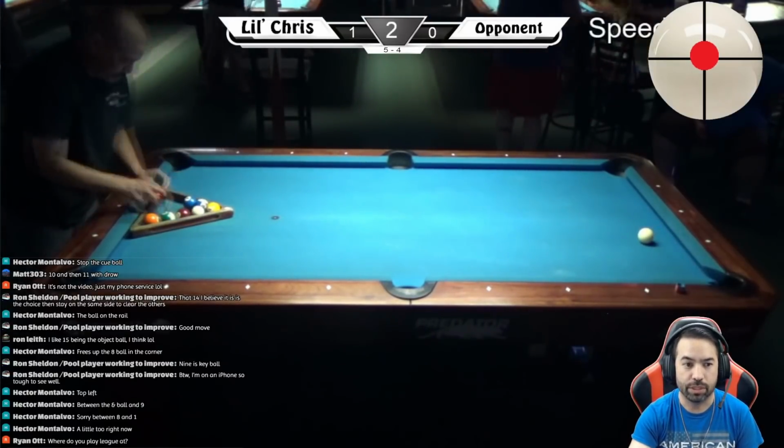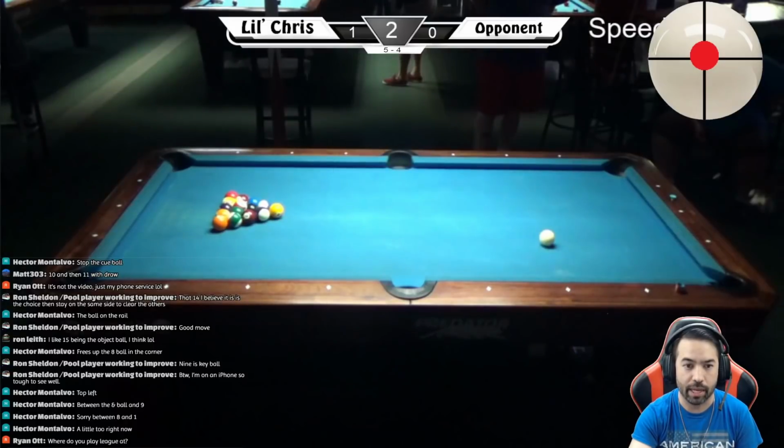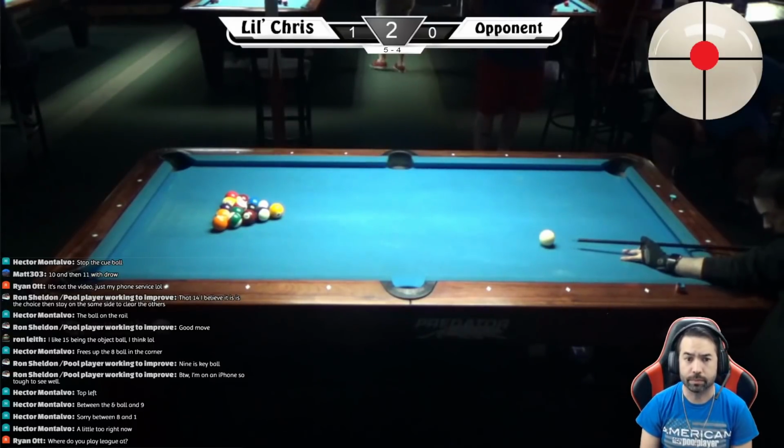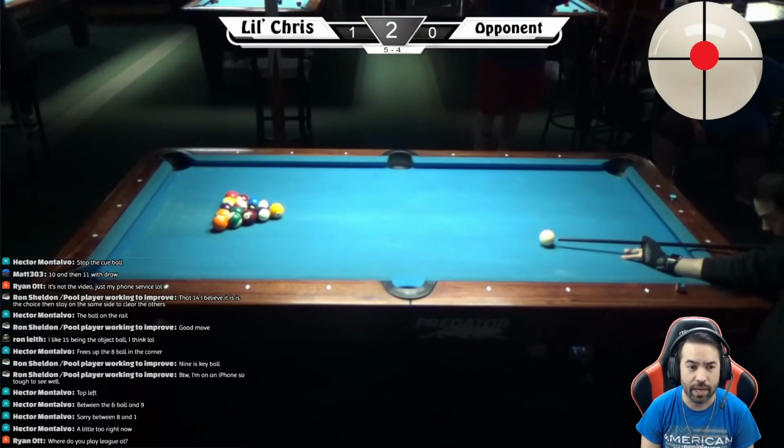So from here, I'm just going to speed up, get past the rack, and get to where I'm actually breaking again. So let's see if I can make either of those 5 balls that I was talking about.